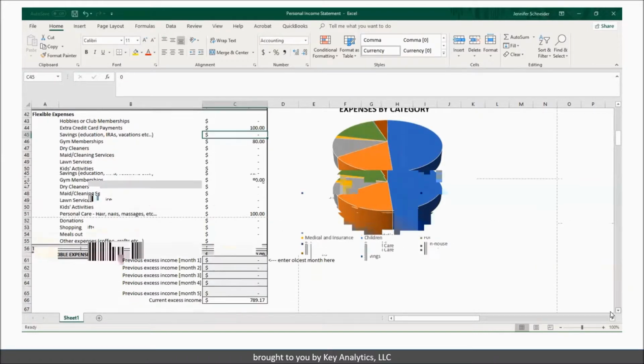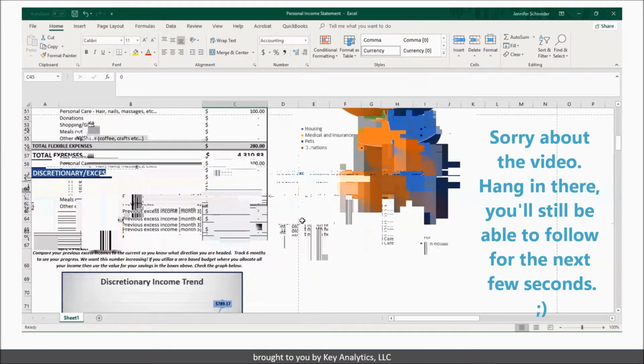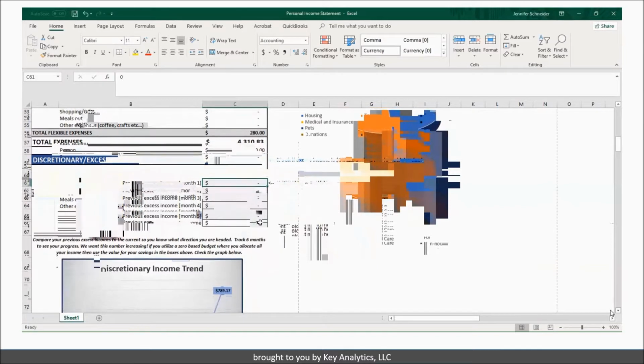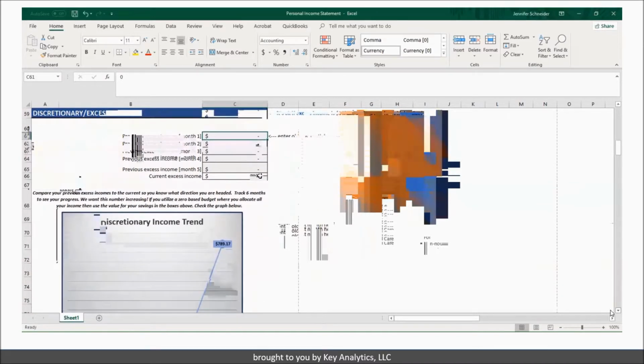What I would like you to do is track for 6 months. So if this is your first month, great. You're just going to have excess income, and then next month, you're going to put this month's total of excess income there on the cell that says previous excess income month 1, because you're just starting your tracking. And so every month you're going to add to that table there, month 2, month 3, month 4, month 5, and then the 6th month will be your current excess income. That's just so you can start tracking how this differs every month.